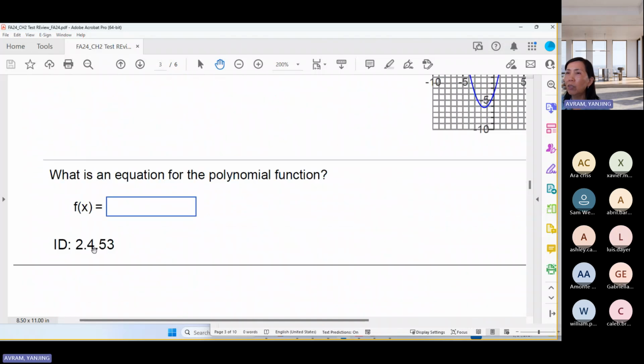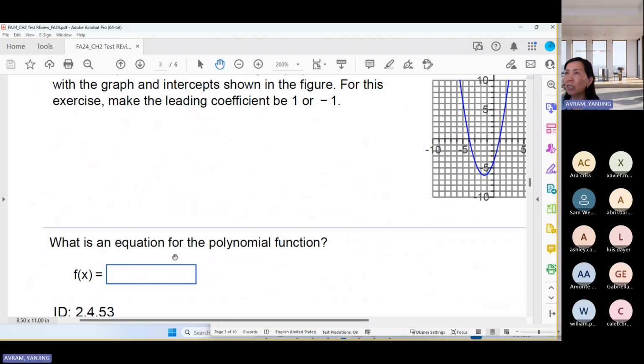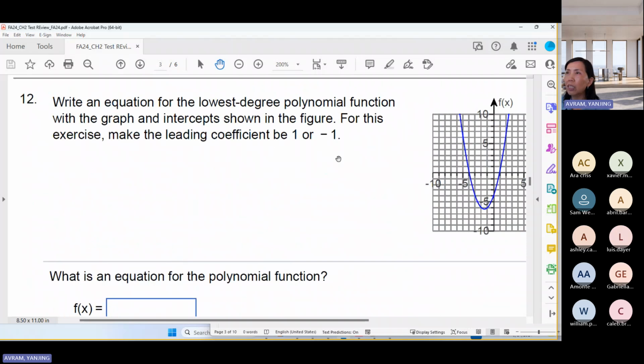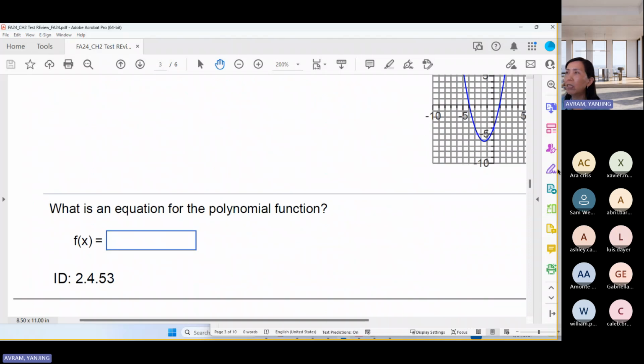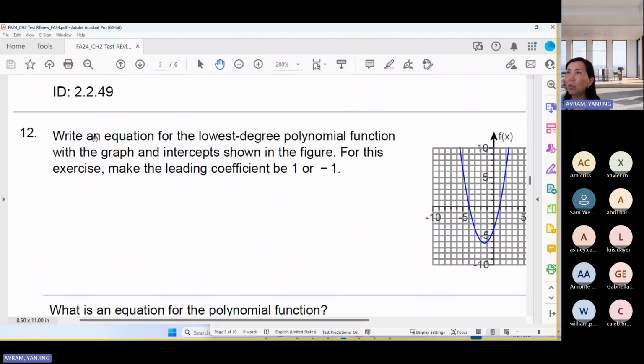Okay, this one goes back to 2.4, right? We said earlier, this one is similar to the one we did earlier, but facing up for the graphing. You want to write down the equation for the lowest degree polynomial function with the graph and intercepts shown in the figure. Make sure the leading coefficient is either 1 or -1. You can see the lowest degree in here, this has two x-intercepts, so I might just write it down as a quadratic equation.